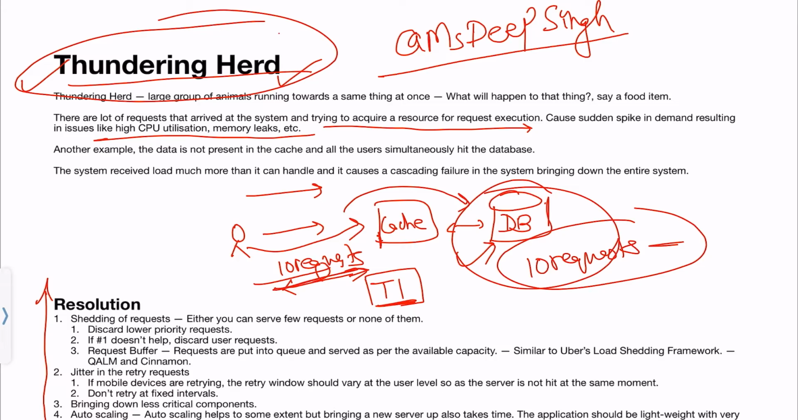I took an example of 10 requests, but it can very well happen that there are 1000 requests, and this can generally happen for, let's say, popular videos or popular posts. Let's say a celebrity user posted something on Twitter.